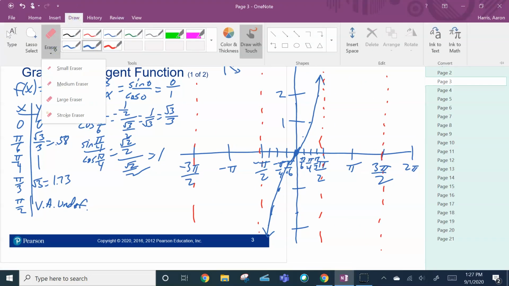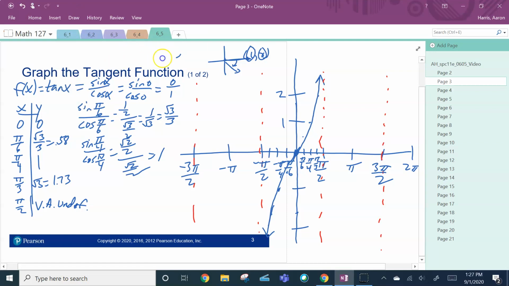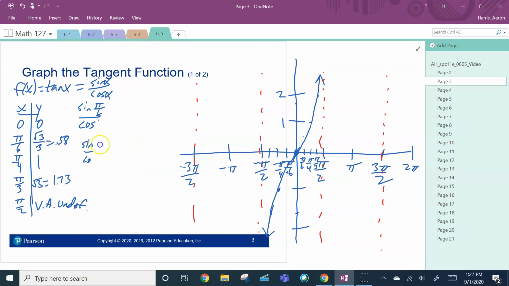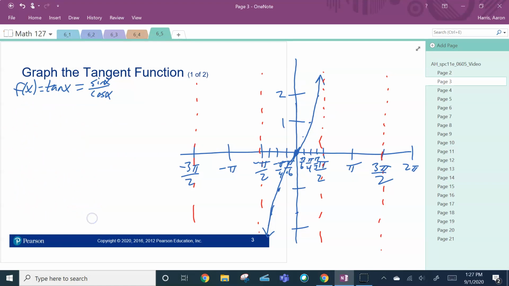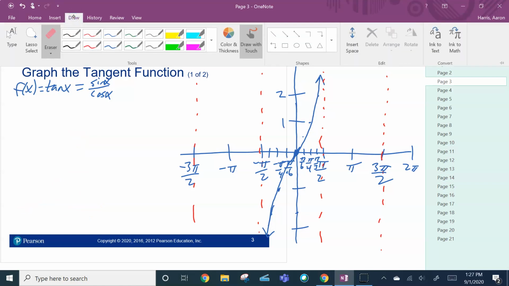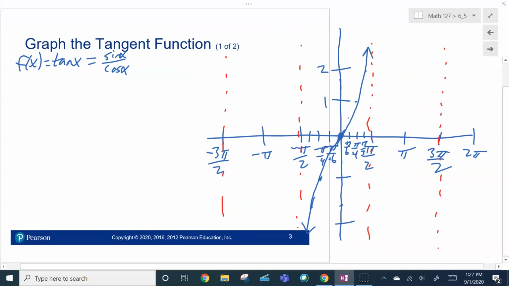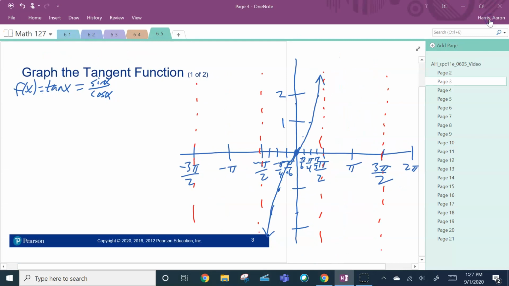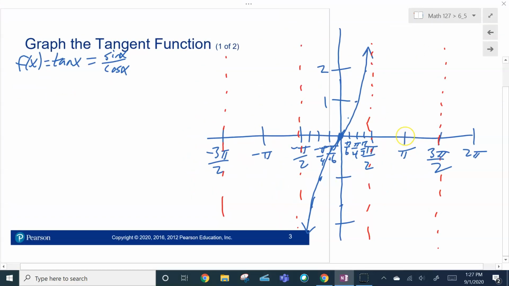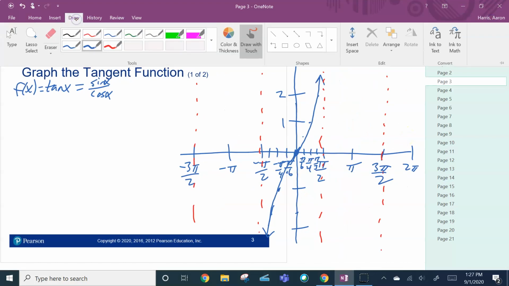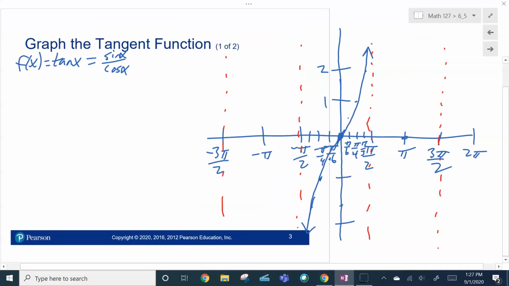Let me erase. And then I would repeat that over here. I'm going to plug in sine of pi as 0 over cosine of pi is negative 1. So I'm going to plot that point. 0 over negative 1 is 0. Why isn't this thing drawn from there? There.